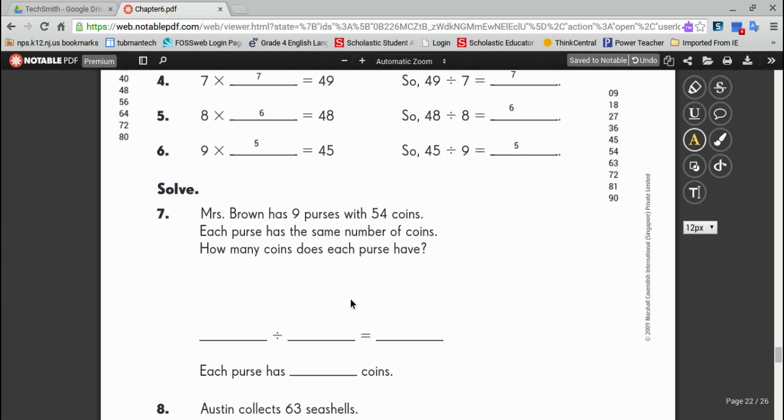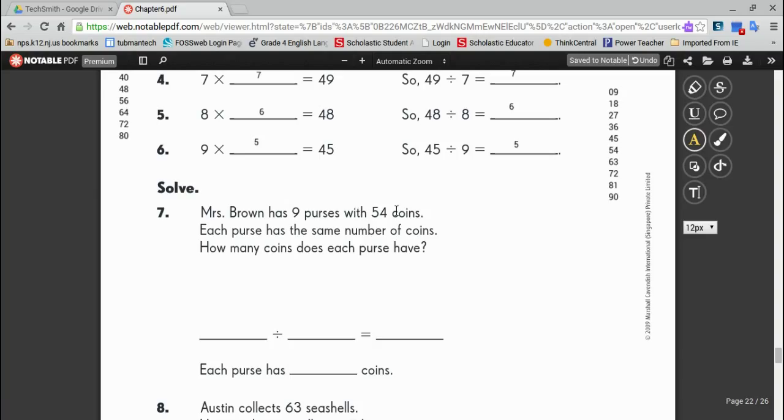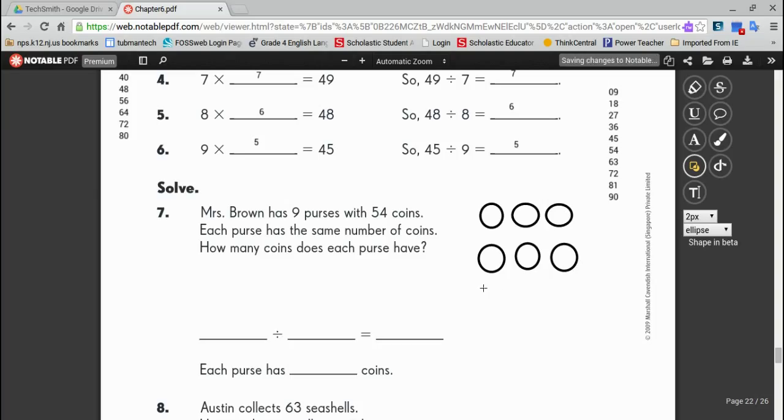Okay, let's keep going. Mrs. Brown has 9 purses with 54 coins. Each purse has the same number of coins. How many coins does each purse have? Alright, so Mrs. Brown has 9 purses. What I can do is draw a simple picture. 9 purses, so 1 purse, 2 purses, 3 purses, 4, 5, 6, 7, 8, 9.